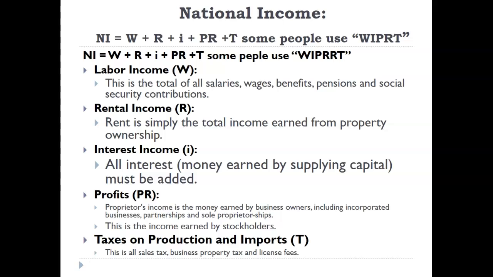Okay, so the W is the wages, the labor income. This is the total salaries, wages, benefits, pensions, and Social Security contributions. This is the main way people make their money. The second one is R, which is rental income. So rent is simply the total income earned from property ownership. This is not just the apartment or the rental house. This is anything that you rent. It could be the tractor that you rent out from your company. It could be the stove that a restaurant rents or leases for their startup. Okay, it's definitely more than that.